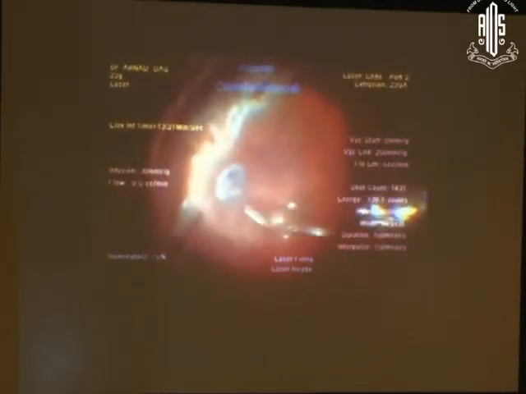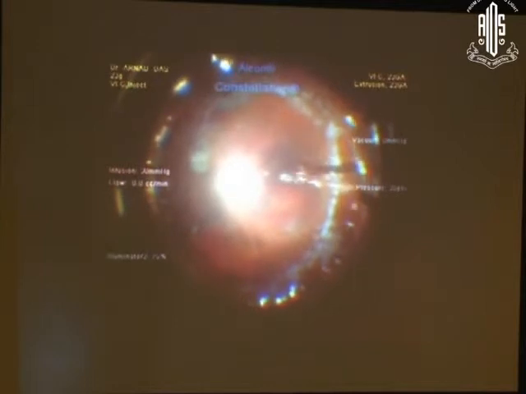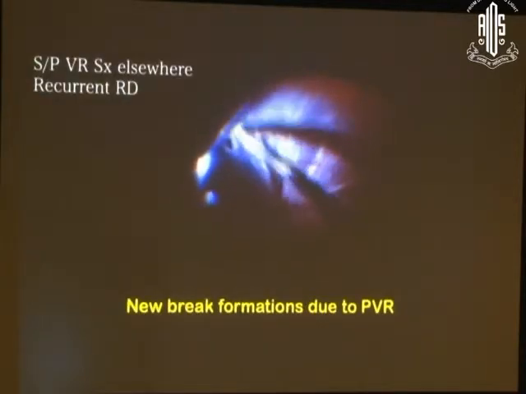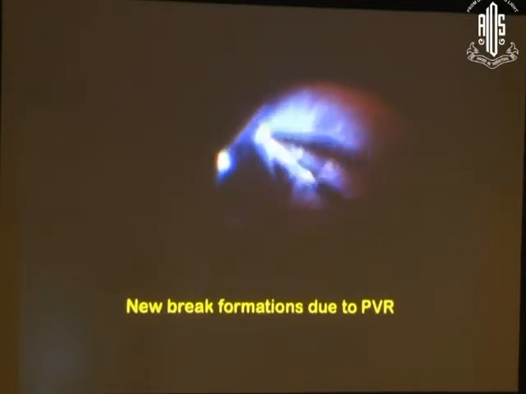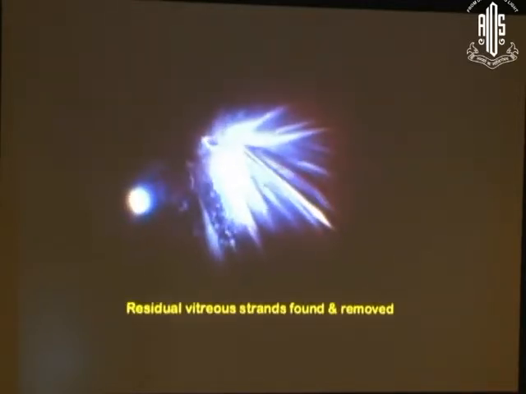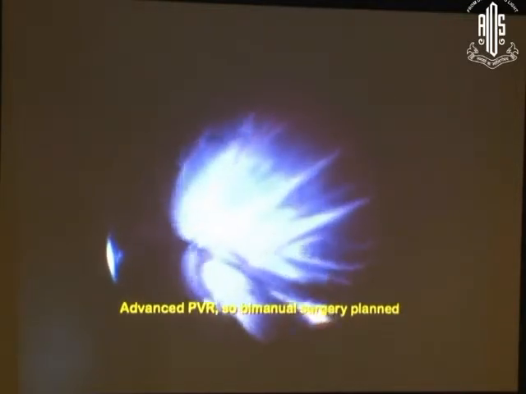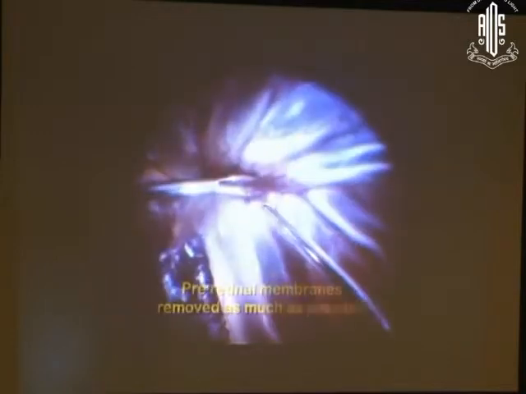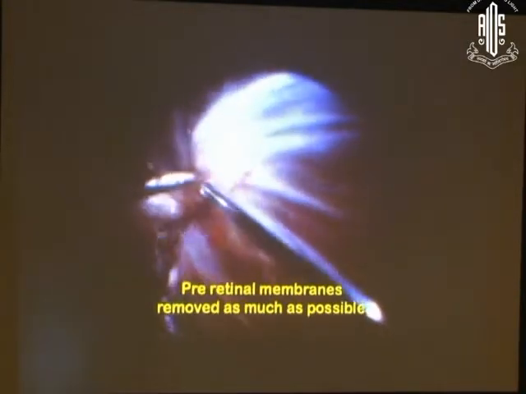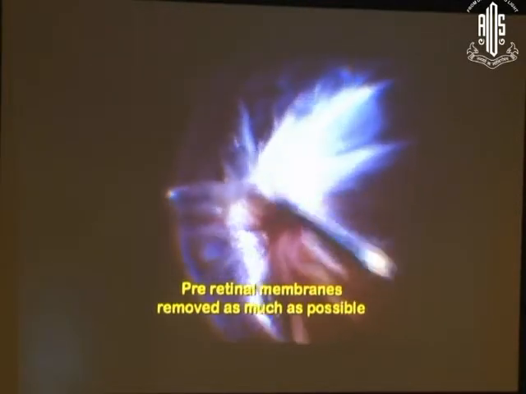PFCL is now removed. The break in the mid periphery is also lasered and silicone oil injected. This is again a recurrent RD post VR surgery attempted elsewhere. Triamcinolone is always handy. Residual vitreous strands are seen, picked up, removed. And again, since this is an advanced PVR, I decide to handle it bimanually. The periretinal membranes are removed.